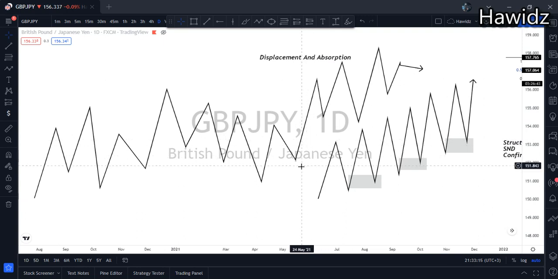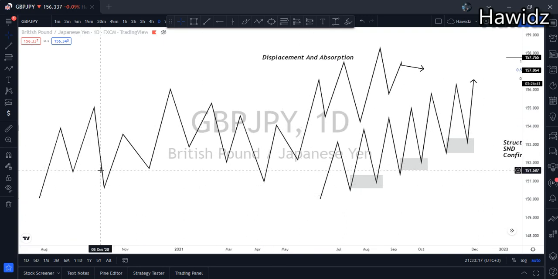So now displacement is actually the move that breaks structure. You want to see a body breaking structure. For example, we have this break of structure right here, right? So we have this break of structure. You want to see the body of the candle breaking here and closing above here. That is the general idea of displacement, right?